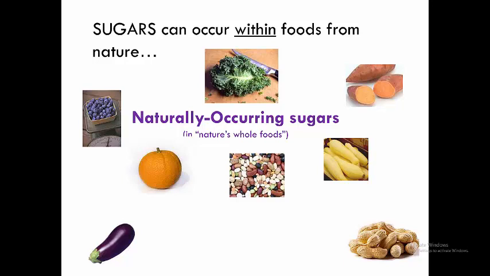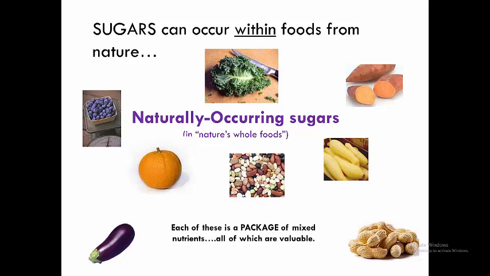Nature said you need carbohydrate. It's your body's primary fuel source for its trillions of cells, and we don't want your vehicle to run out of gas or it'll go kaput. You'll die. So here you go. Here's nature's bounty. Here's your fuel in the form of naturally occurring sugars in nature's whole foods. Fruits, vegetables, legumes, grains, and so on.